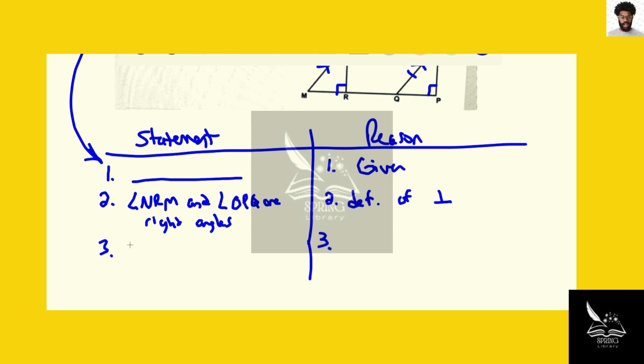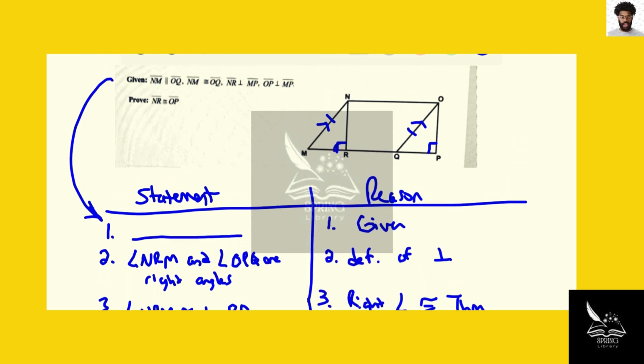And then this would mean angle NRM is congruent to angle OPQ because all right angles are congruent to each other. That's the right angle congruence theorem. I'm abbreviating here. The right angle congruence theorem says that all right angles are congruent to each other. We want to say that they are congruent.